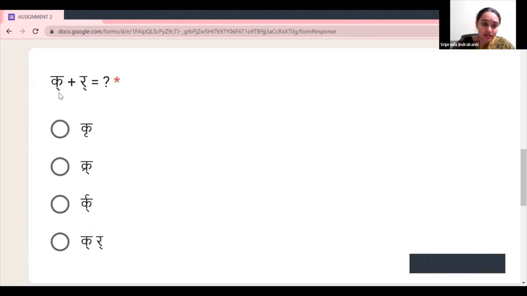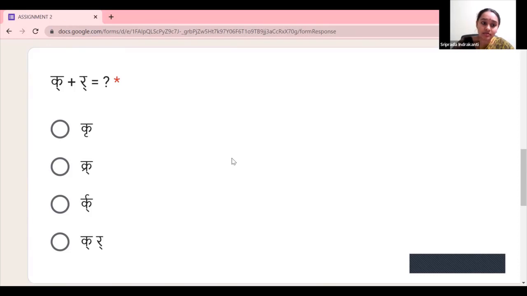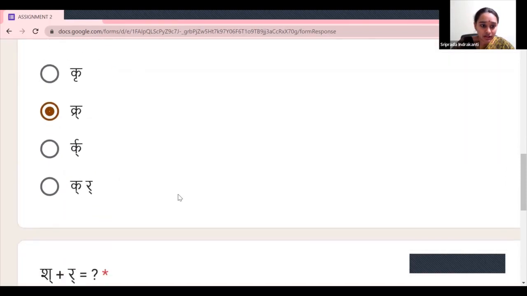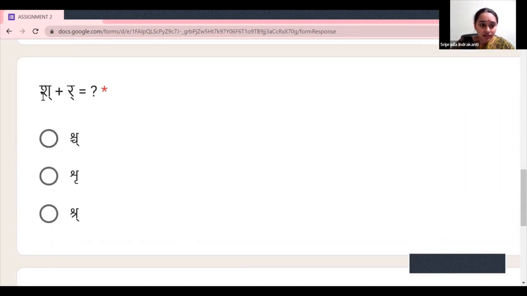The next one is the following. So try to read these letters and get to your answer. Do we write them separately or do we combine them and create a new letter? Remember what happens when Repa comes as the second Vyanjana compared to what happens when it comes as the first Vyanjana. So we'll go to the next question. Look at this and try to answer what is the right answer.